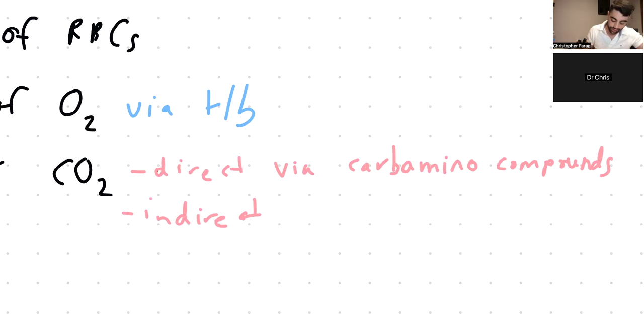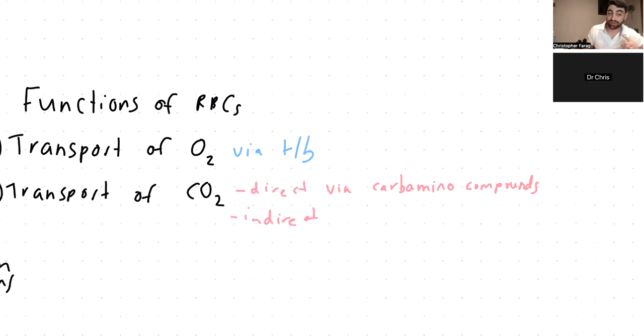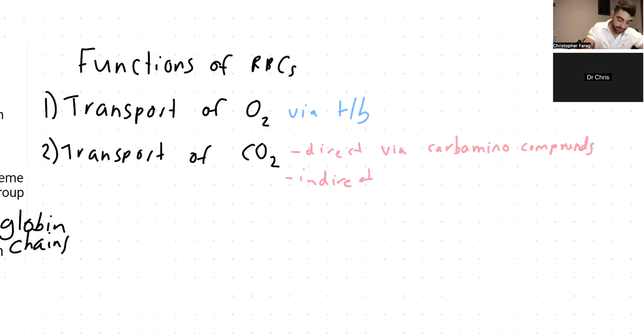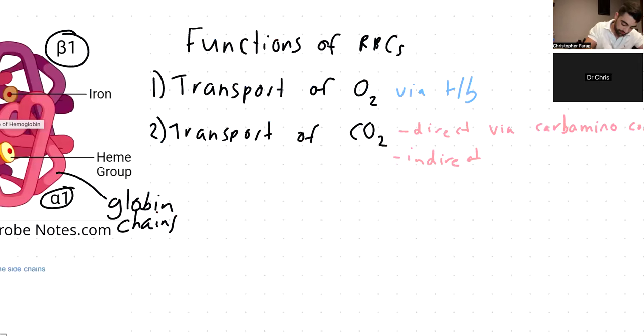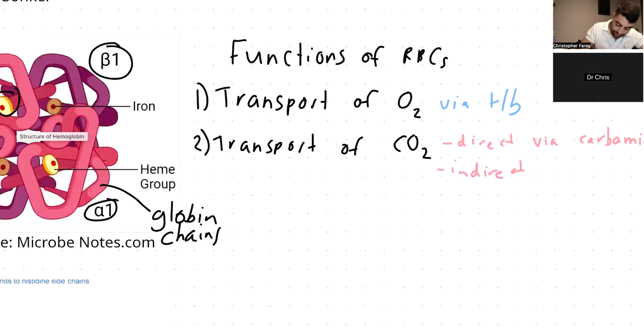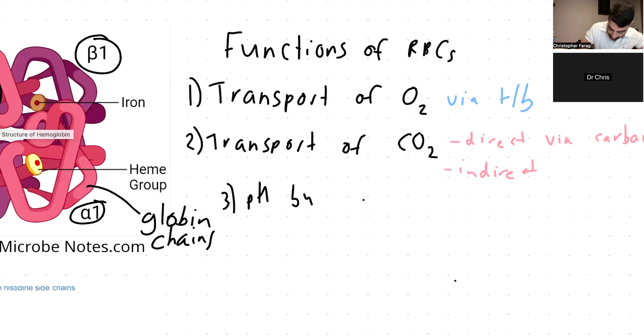Now, indirectly as well, I'm going to hold off on the thought because it's going to tie very well into our third function, which is as a pH buffer. And this indirect transport of CO2 should make a bit more sense once I explain this buffer. So pH buffer of extracellular fluid, ECF. All right, sorry, it's written a bit messy, but actually it's a pH buffer.